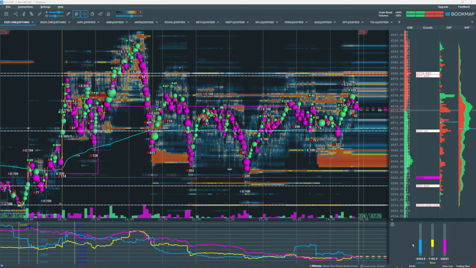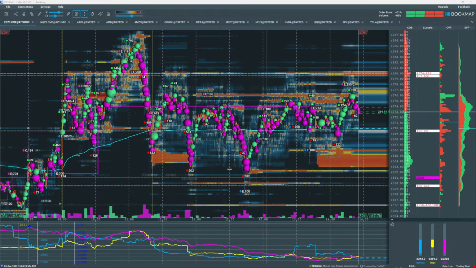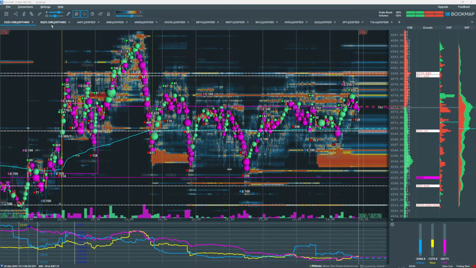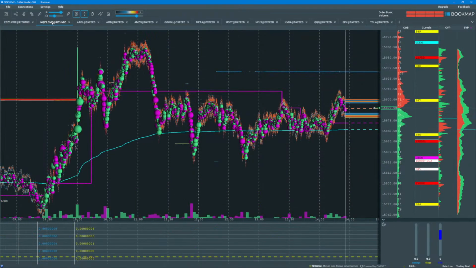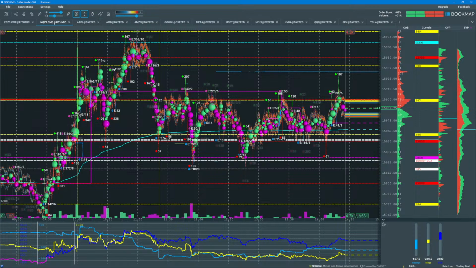All right, so cumulative volume delta, it's just one piece of a puzzle, one more confluence, something to take a look at. And again, I only look at cumulative volume delta for futures. It can sometimes be misleading for stocks.